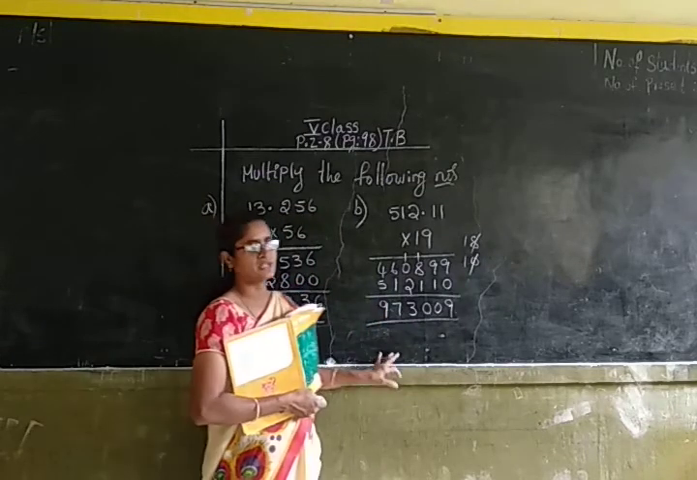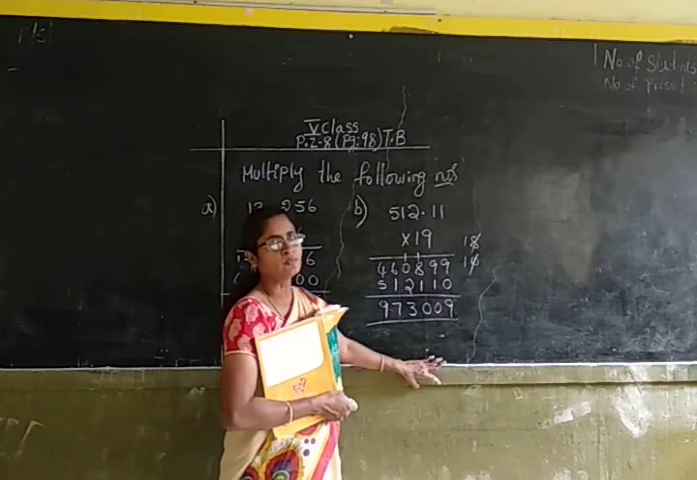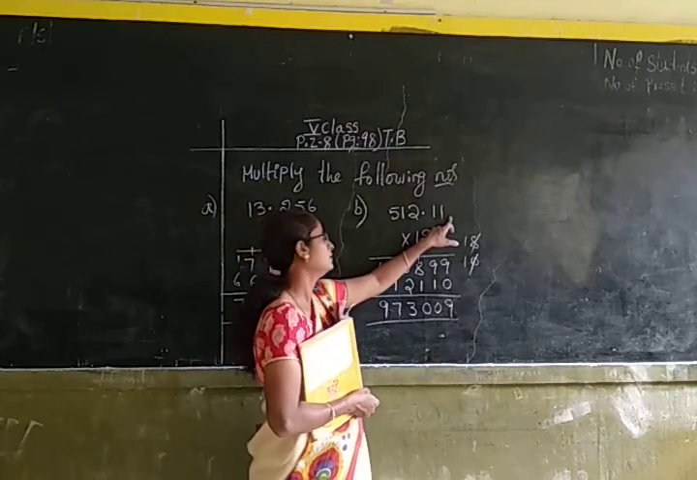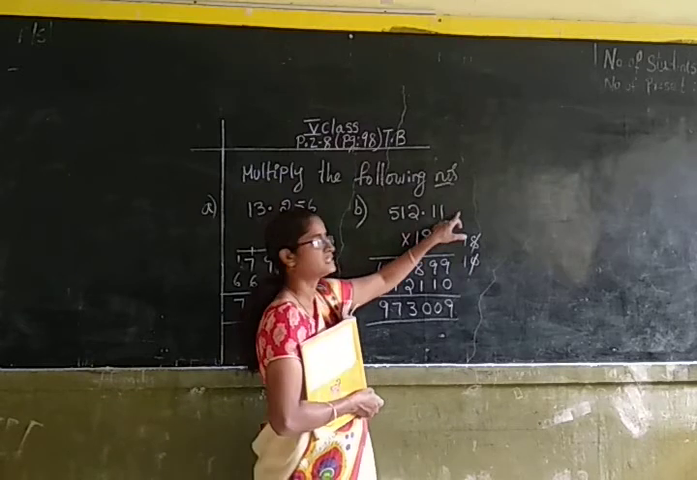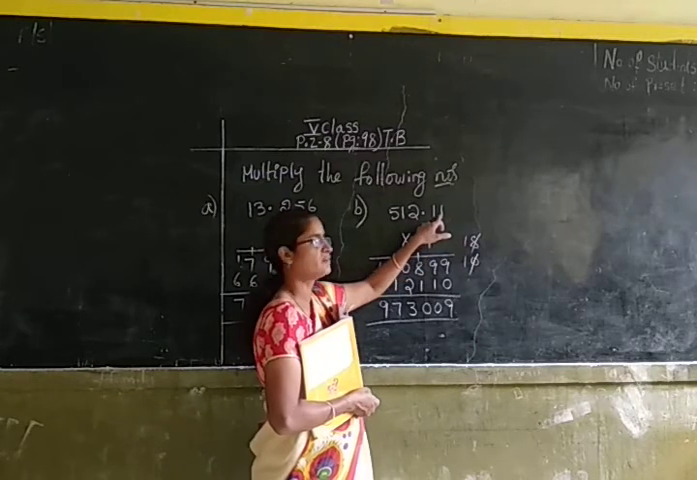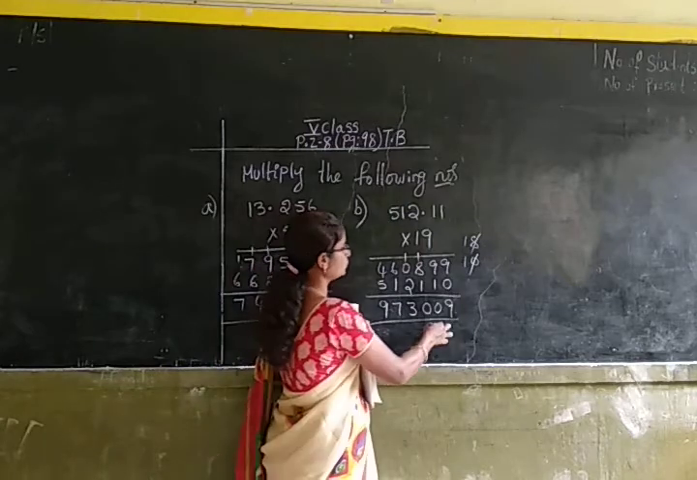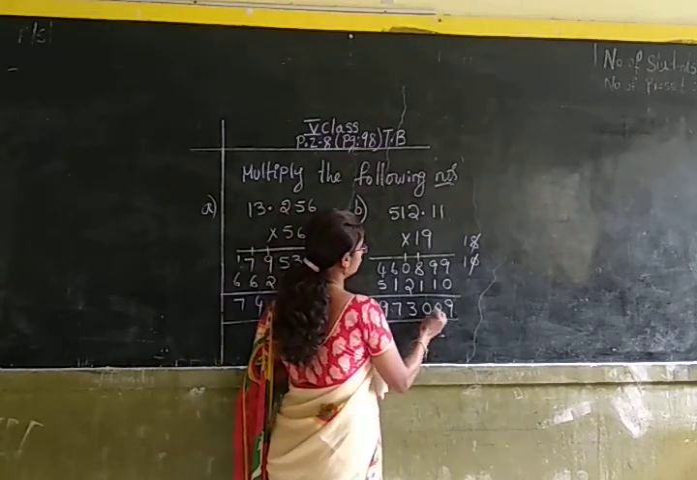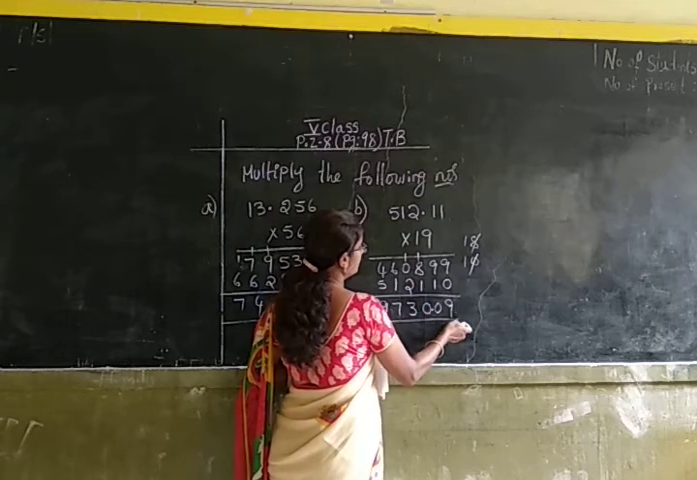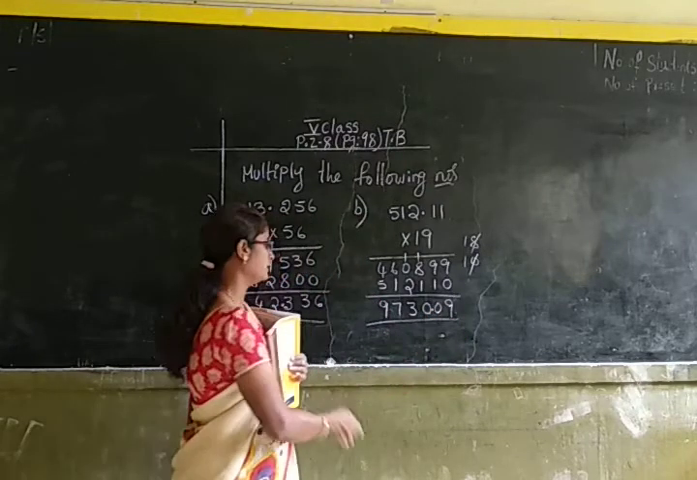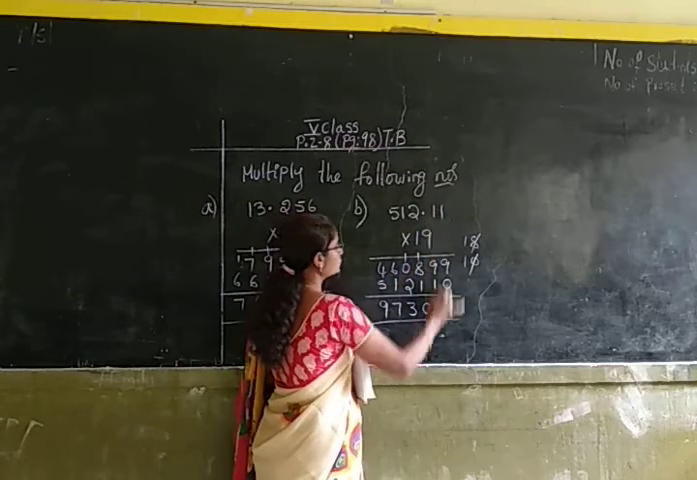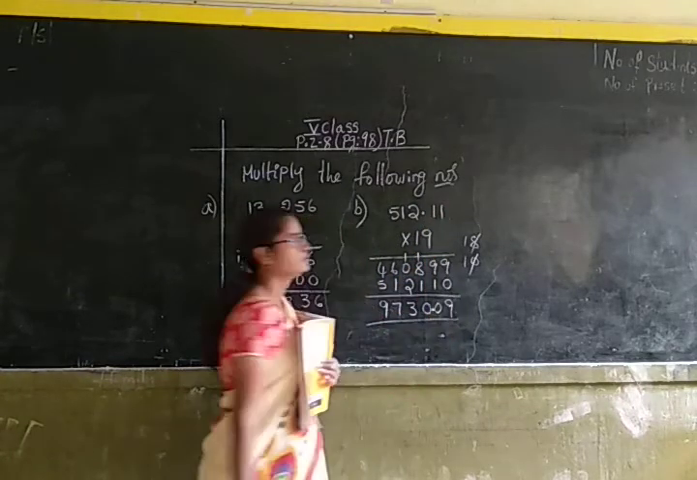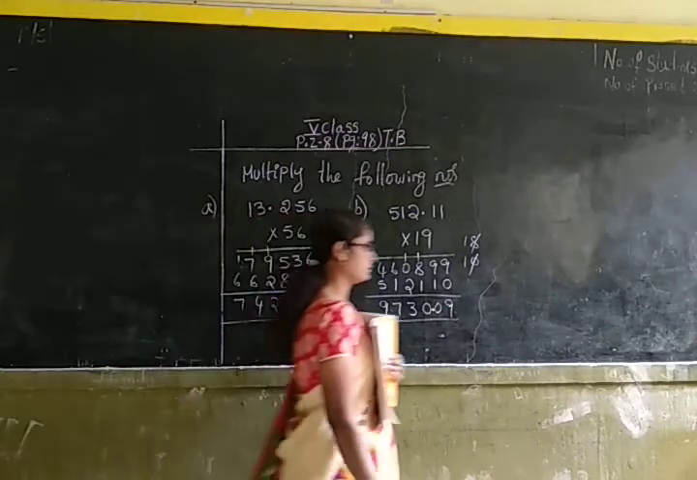After doing the multiplication, now in the answer, we have to place the decimal point. Here the multiplicand is having the decimal point after 2 digits. So in the answer also, you have to place the decimal point after 2 digits. 1, 2. Decimal point should be placed from right side to left side. Okay children, this is the way of doing the multiplication.